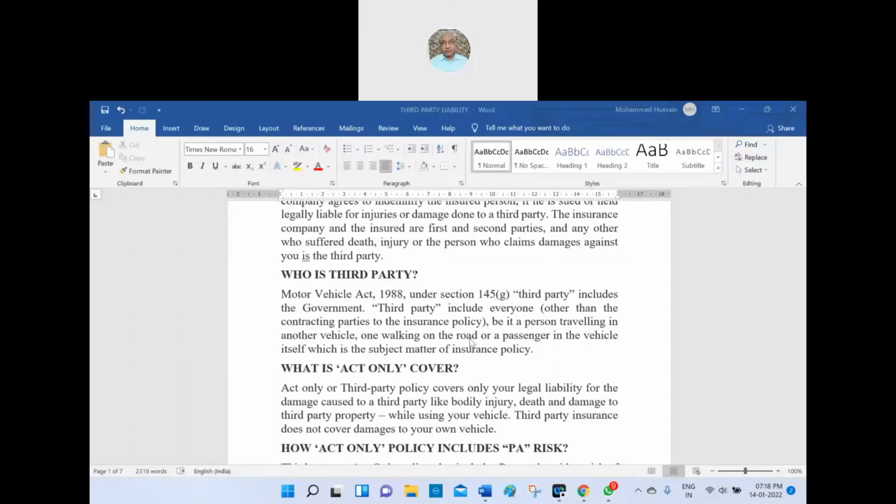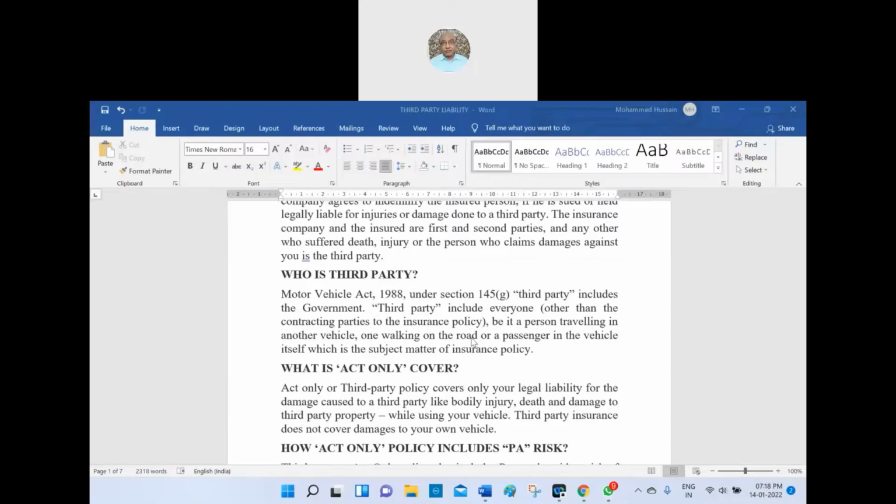A pedestrian is a person who goes on the road. Or a passenger in the vehicle itself, which is the subject matter of the insurance policy. If that vehicle is insured and a passenger is sitting in it, that person also comes under the third party.